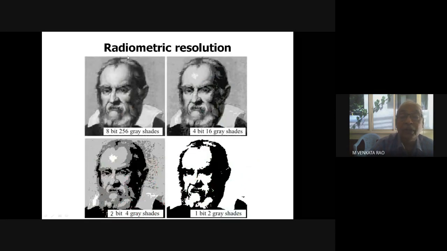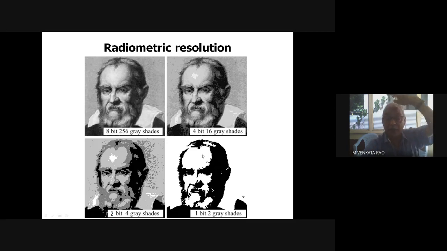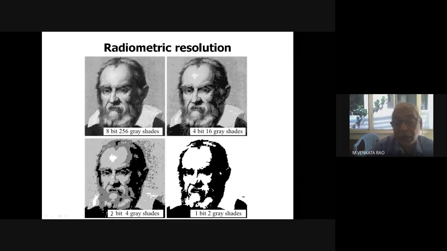The third resolution is the radiometric resolution. Any image you take, once you convert it into digital, nowadays most of the cameras are digital cameras, so you get digital output. That is expressed in terms of number of bits, for example. If you express this image in 1 bit, there will be only 2 gray levels, 0 or 1. All white will be shown as 1 and 0 will be dark. Only 2 levels you will see.